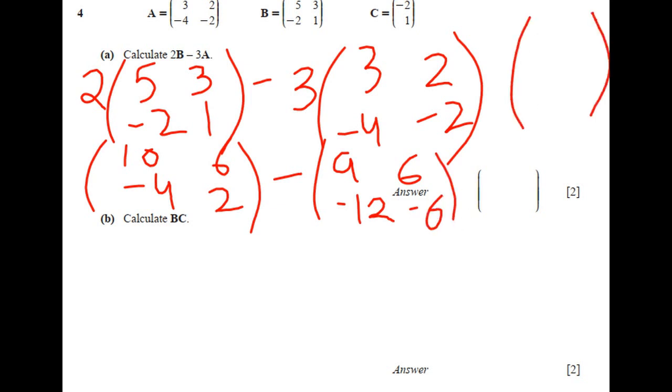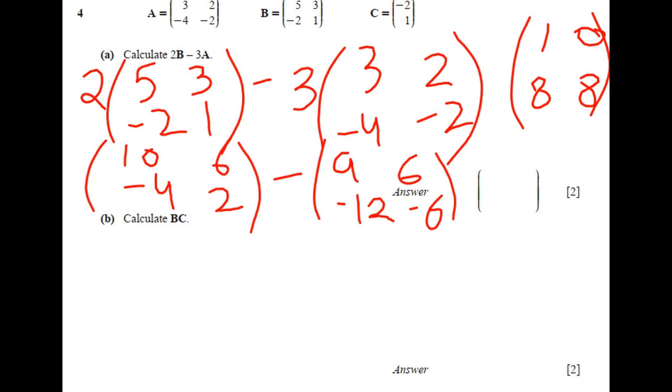Now let's write the final answer. 10 minus 9 becomes 1. 6 minus 6 becomes 0. 0. Minus 4 minus minus 12 makes minus 4 plus 12, 8. And then 2 minus minus 6 makes 2 plus 6, which is 8.